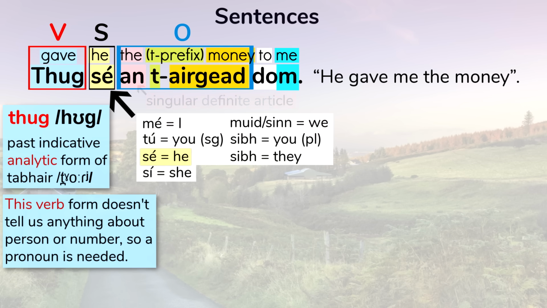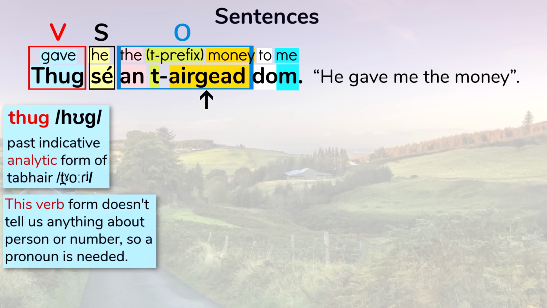Sé means he. Next is the singular definite article. This word, airgead, is the word for money. And like we saw before, this word, dom, is an inflected preposition, a combination of do, meaning to, and the prefix meaning me.